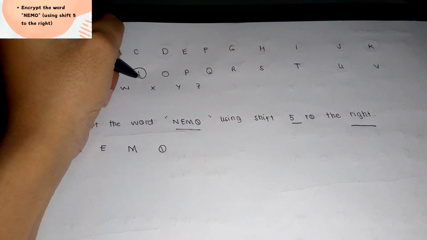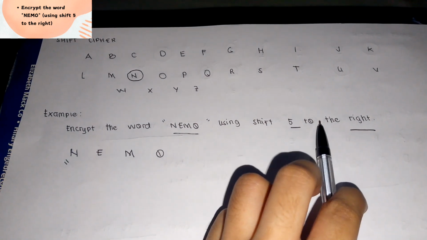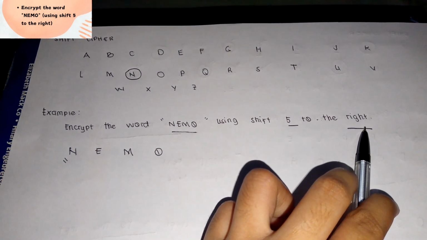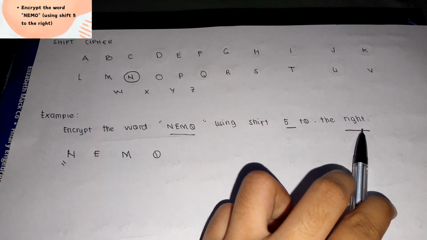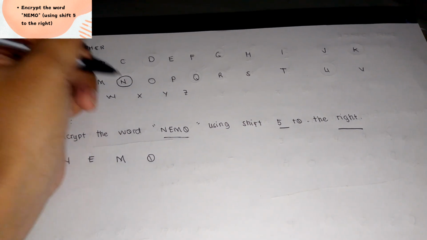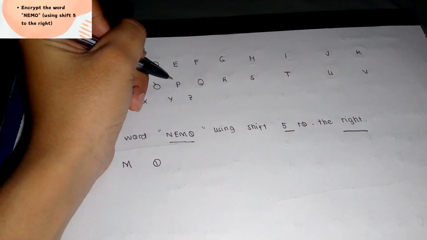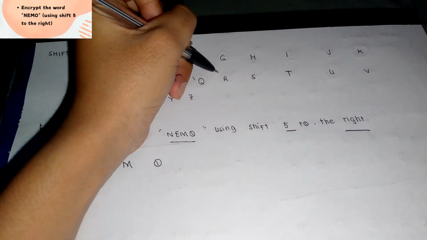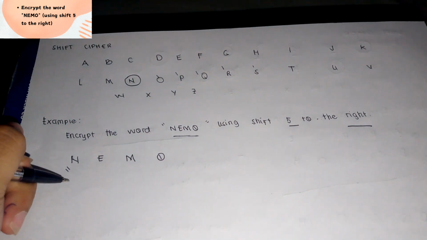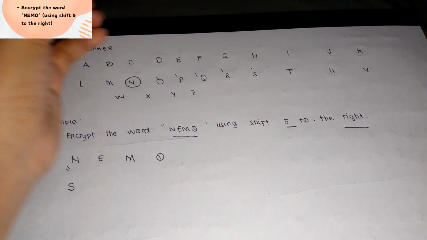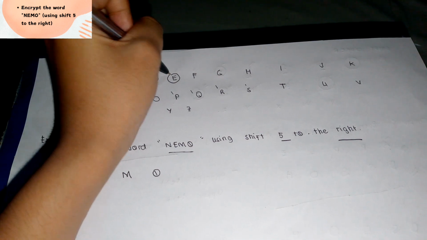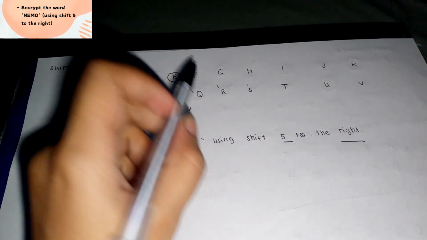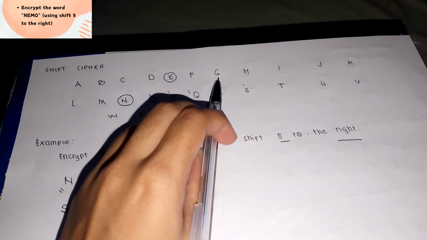N is right here. And we have to count 5 times to the right to get the encrypted letter of N. So N is 1, 2, 3, 4, 5. We got S. For E, E is right here, and we have to count 5 to the right. 1, 2, 3, 4, and 5. We got J.